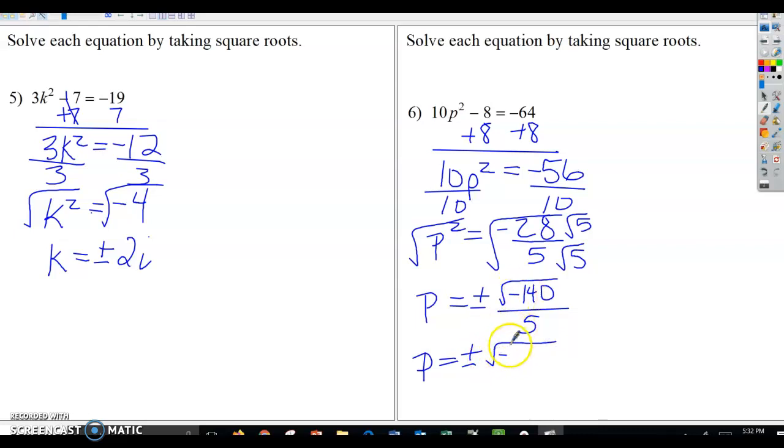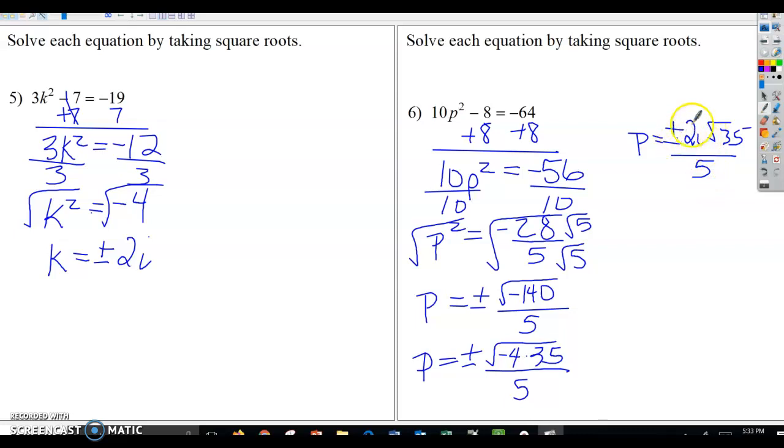I'm going to pull out the negative as well. So 4 goes into 14 3 times, and 2 left over makes 20. 4 goes into 20 5 times. All right, and we have P equals plus or minus the square root of negative 4, which is 2i. Square root of 35 stays, and that's over 5. This cannot reduce, so that's my final answer.